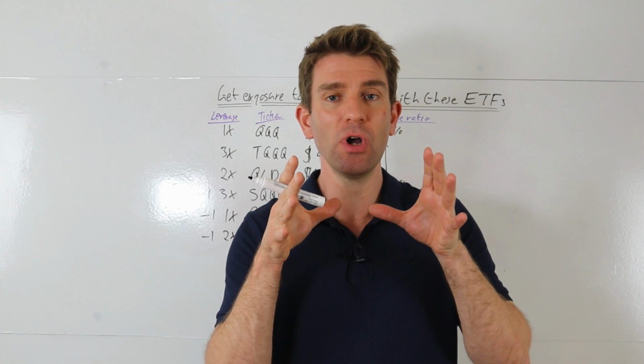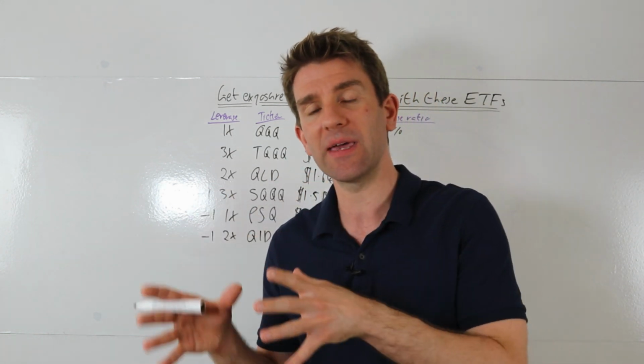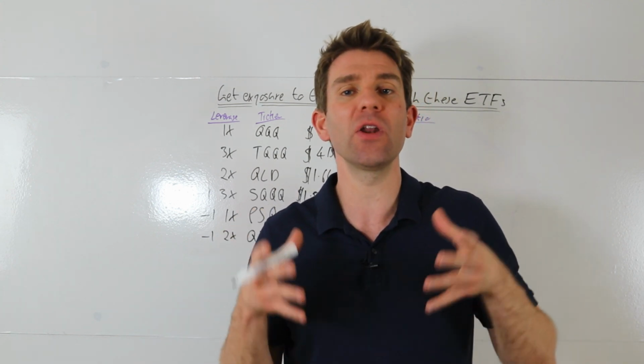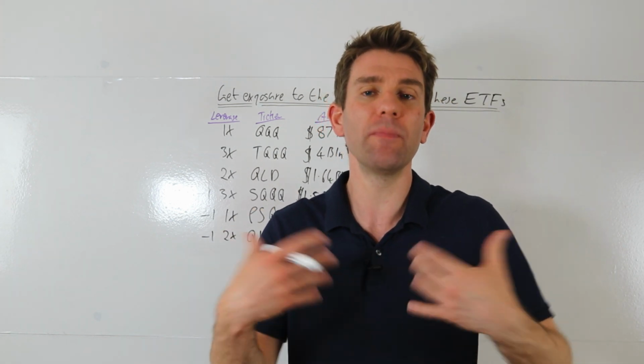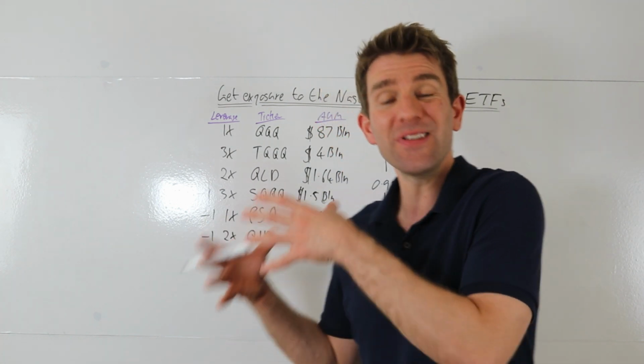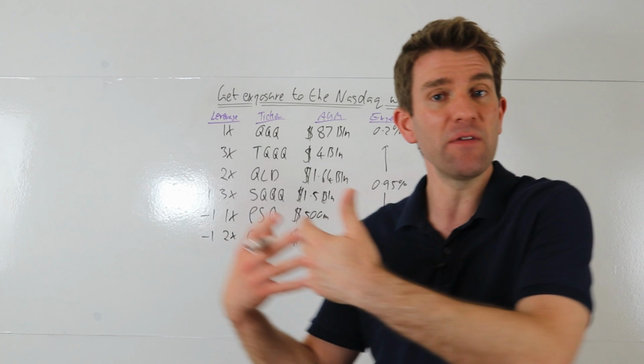The inverse is if you're looking for a short position in the market, but you want to buy an ETF. So let's say you've got a wrapper where you can only buy stocks, or you can only buy ETFs, you can't actually take a short position on anything. Then you can buy one of these inverse ETFs and make money from the market going down.